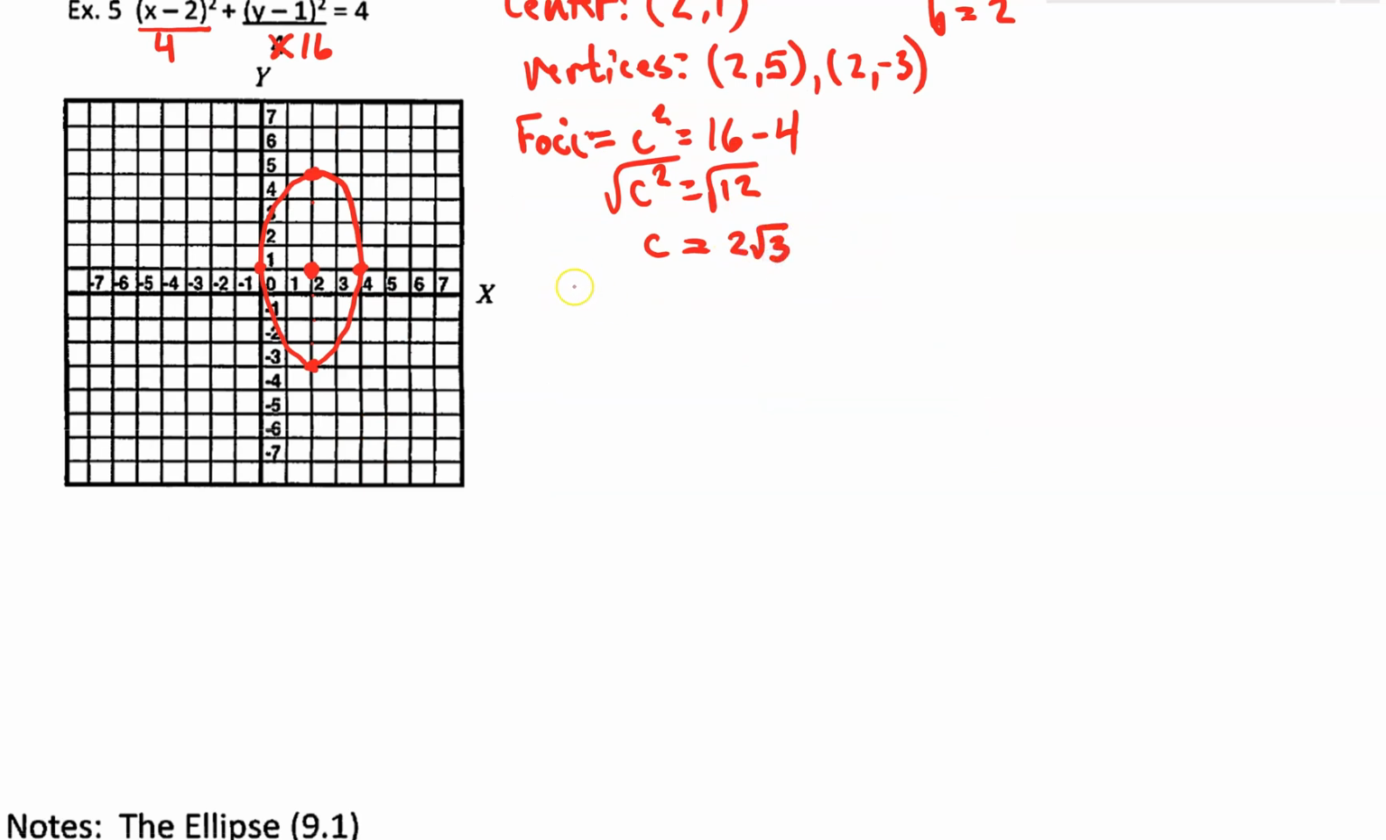That means that our points are going to be the following. You're going to go over 2, and then it's going to be 1 plus or minus 2 root 3. Those are going to be your foci points. But I got to put those in. Square root of 3 is 1.7 something. Multiply it by 2, it's about 3.4. So you're up, let me do that with a different color, you're up to here. You're down to here. Somewhere in there.